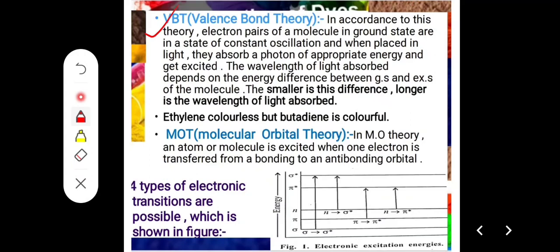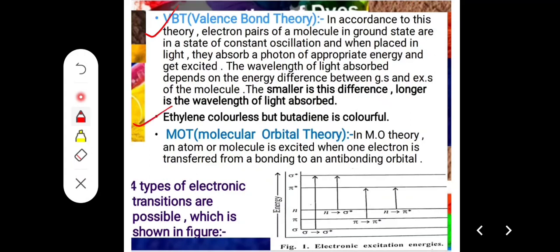The wavelength of light absorbed depends on the energy difference between the ground state and excited state of the molecule, right? As we know from before, the wavelength of light absorbed depends only on the energy difference between the ground state and excited state. So the smaller the difference, the longer the wavelength. As the difference is smaller, there is greater stability, energy decreases, and lambda is in a longer region. Okay, as for example, ethylene, there is one double bond, C=C, one.